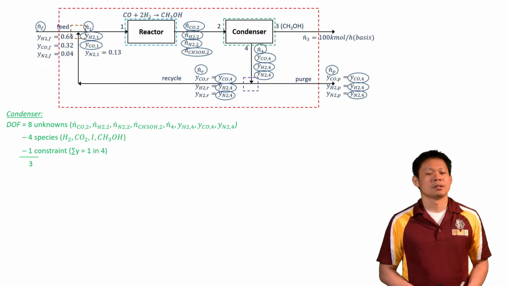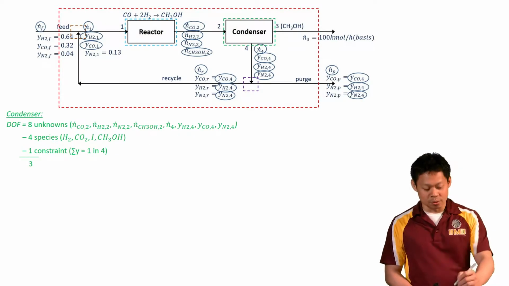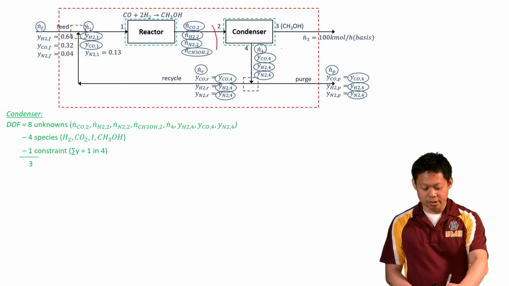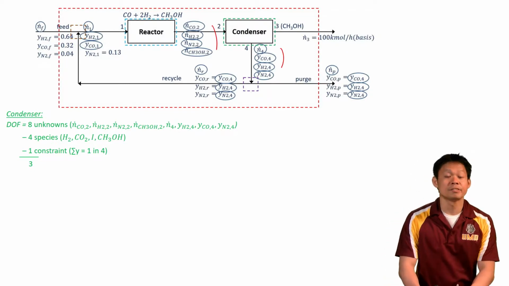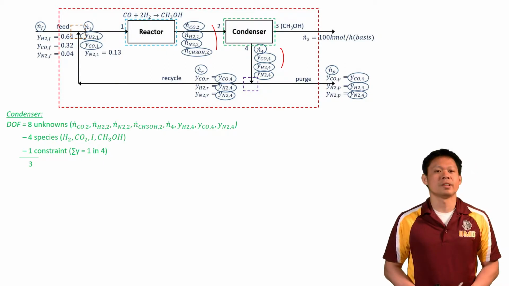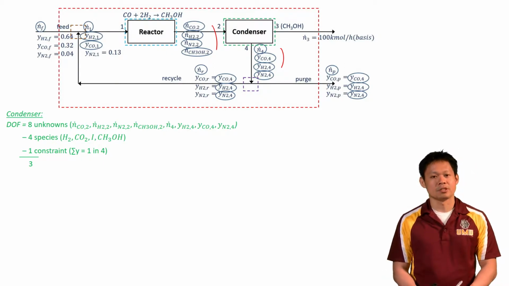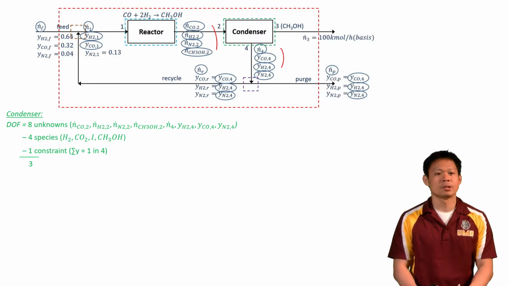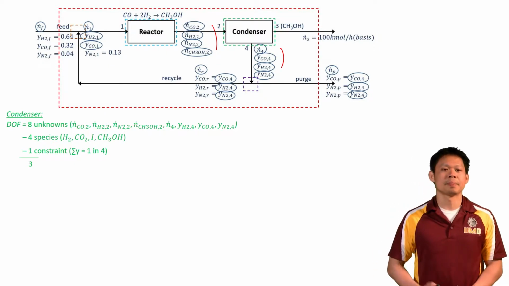All right, let's go on to the condenser. For the condenser, we have 8 unknowns, 4 in stream 2, 4 in stream 4. There are 4 different species, the same 4 species we have looked at, and we have 1 constraint. The constraint is that the mole fractions must equal 1 in stream 4. So we have a degree of freedom of 3.